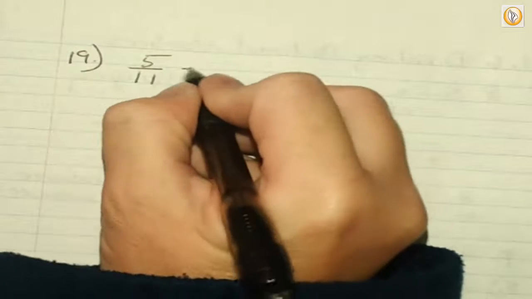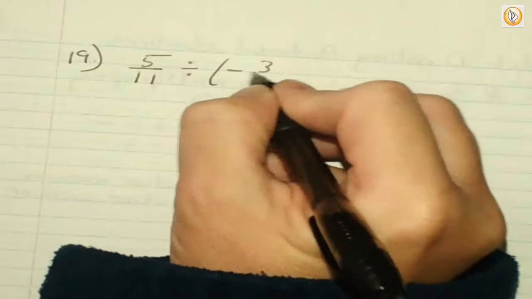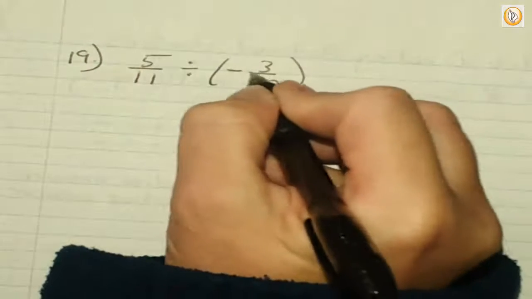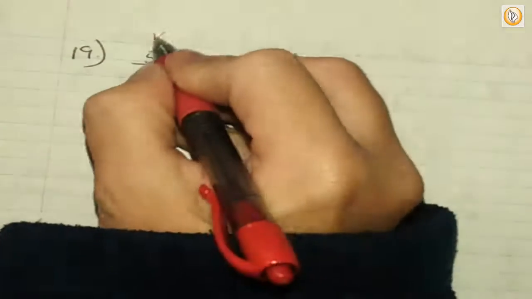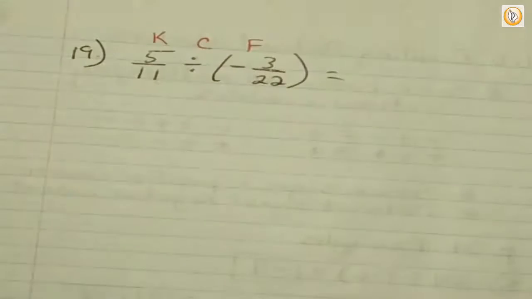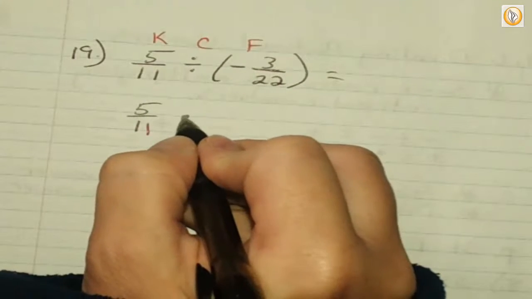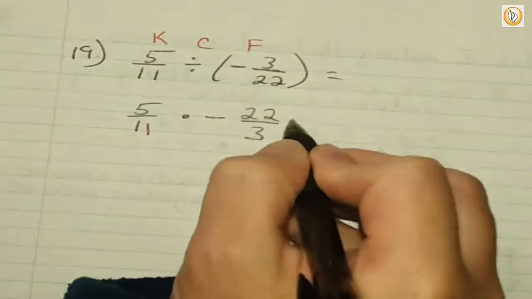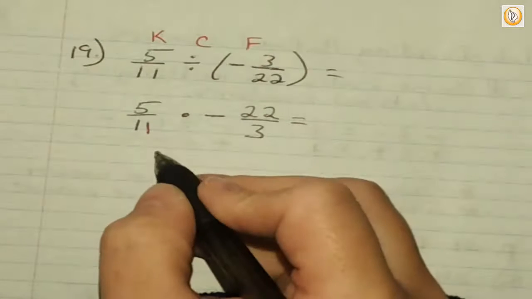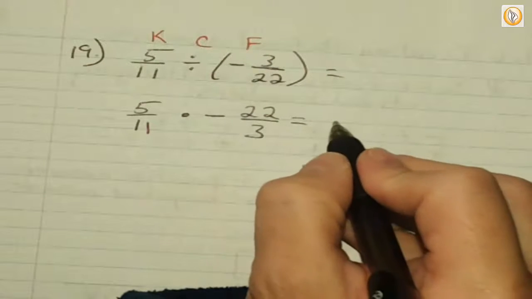Michael, you're the next victim. 5/11 divided by -3/22. Oh, you keep changing something. All right, we're going to keep, change, flip. So we have 5/11. This turns into multiplication. And we have a -22/3 this time. So, Michael, I know you're still writing. A positive fraction times a negative fraction is going to give me what answer?